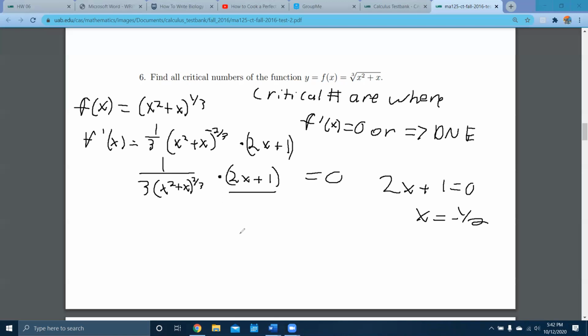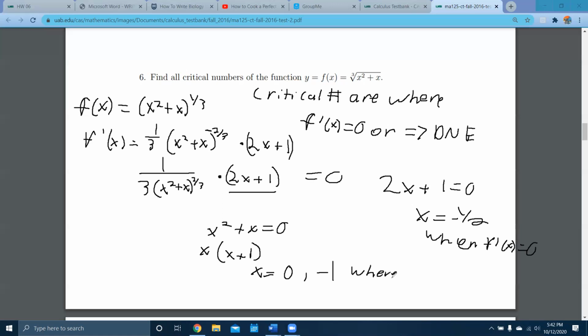All right. And what is going to make this number down here 0? What's going to make x squared plus x equal to 0? So x squared plus x equals 0. Let's pull out an x. Get x times x plus 1. So we have x equals 0 and -1. So these are our critical numbers. And this is the critical number when f prime of x equals 0. And this is the critical number where f prime of x does not exist.